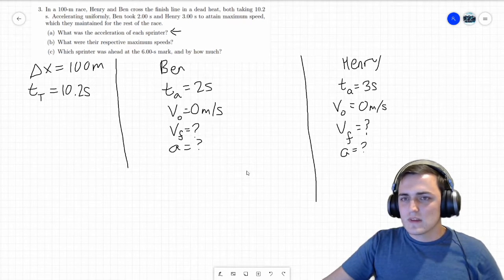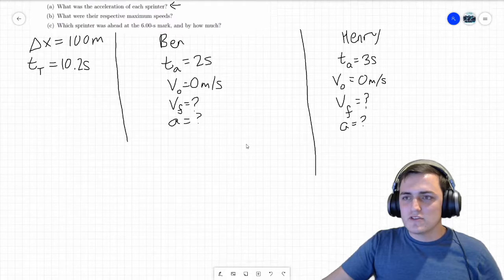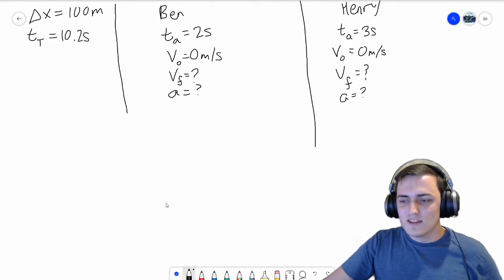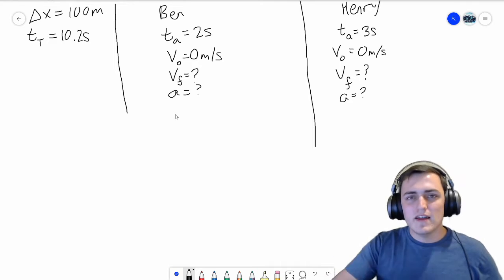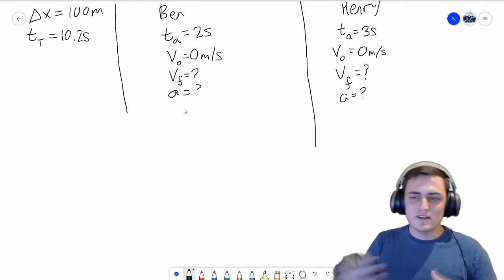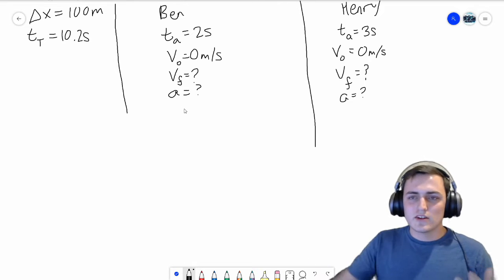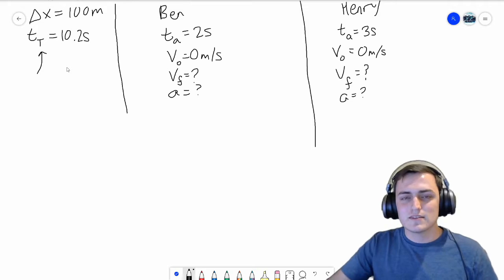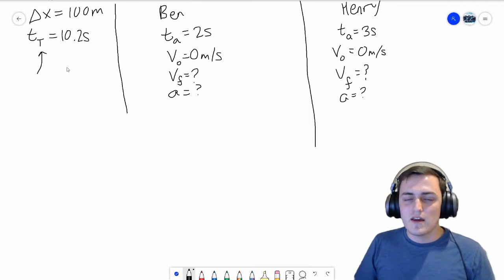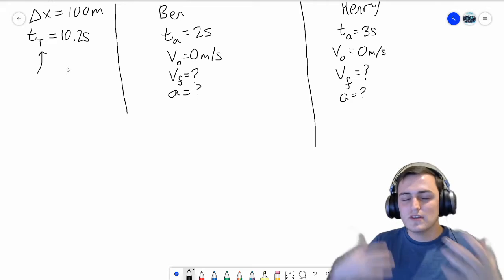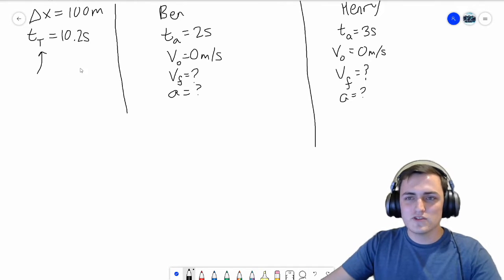So this is a little tricky, right? We have to find some way to relate the motion of Ben and Henry, to sort of connect them, right? We see that they each have their own v initial, v final, but there are a few variables like the total time of race and distance of the race, and that's constant amongst both of them. And so we can use those to connect their motion and to help us solve for the acceleration.